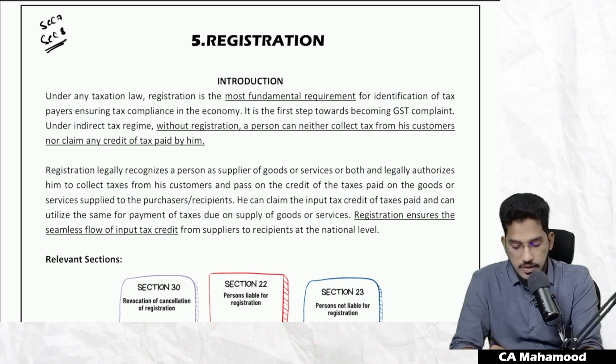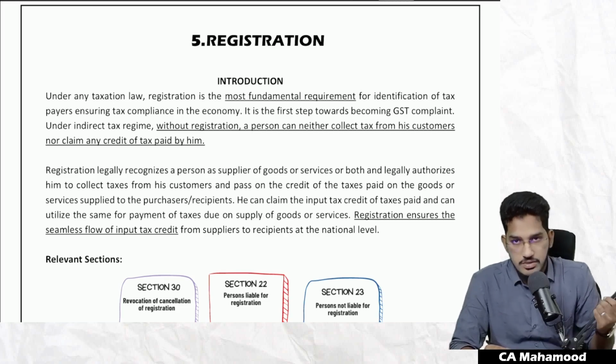So that we have understood in the previous class: what is included in supply, what is not included in supply, and whether a supply will be treated as supply of goods or supply of services. Similarly, we have also understood the concepts of composite supply and mixed supply, and how to determine the tax rates in the case of composite supply and mixed supply. So all these things we have covered in our previous session.